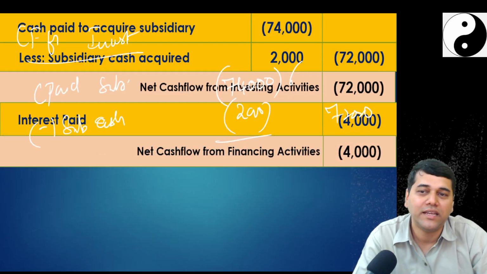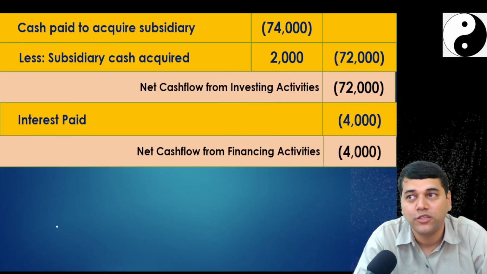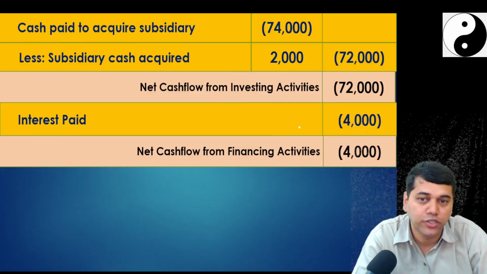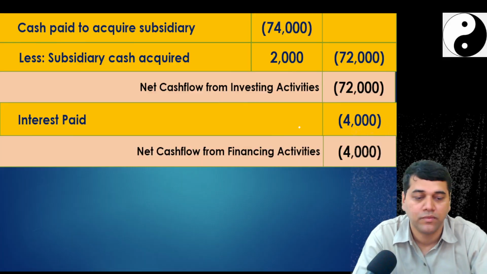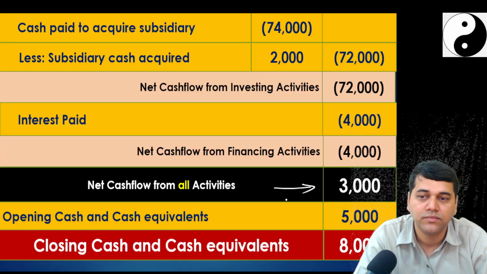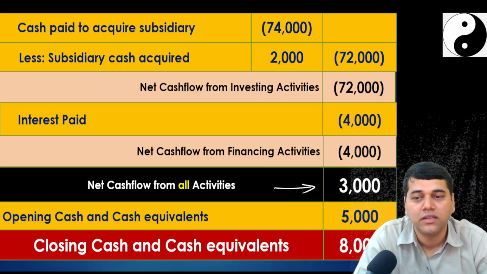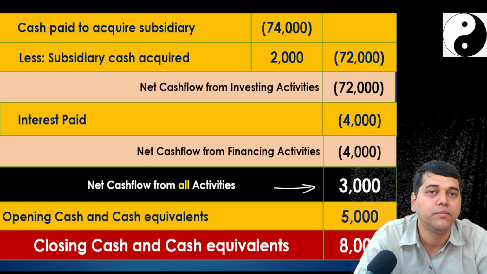So you are okay, and was there any interest paid? You have given one leg, no? You deducted, added it back. You deduct your financing activity. So now your net cash flow from all the activities will be 3,000. Opening cash and cash equivalent will be 5,000. And closing cash and cash equivalent will be 8,000.